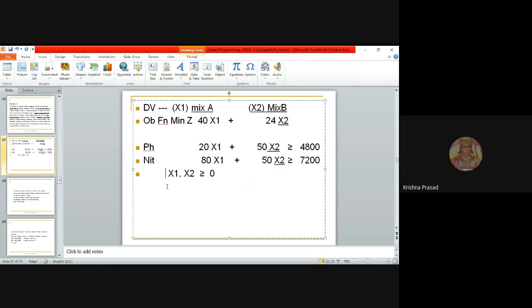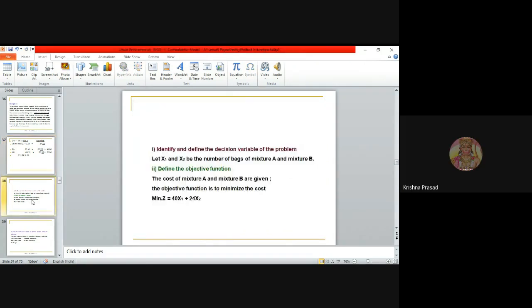Got it now? Understood? Please copy this one now. You must work out like this, and in the sheet you must write like this. Only this much you write. Decision variable, what actually it is, you write this one. Let x1 and x2 be the number of bags of mixture A and mixture B. And define objective function. Minimize z is equal to 40x1 plus 24x2.